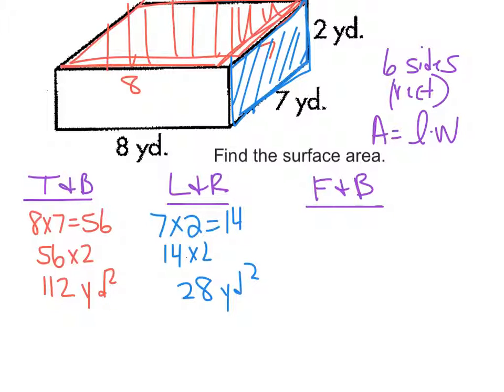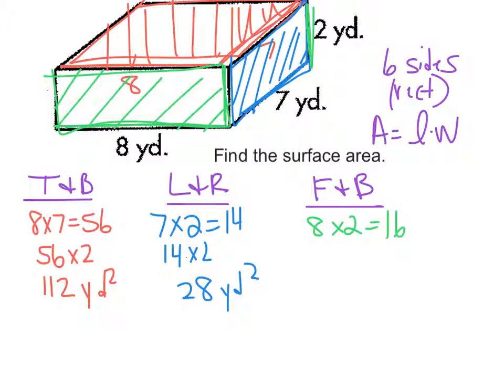And then I'm going to do front and back. So I'm going to trace the front, and it's a rectangle, so it's length, which is 8, times the width, which is parallel to this one here, so it's 2. So that's 16. So the area of the front is 16. And then to get the front and the back, I'm going to multiply that by 2, which gives me 32 yards squared.